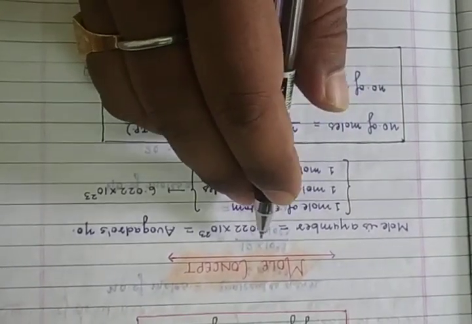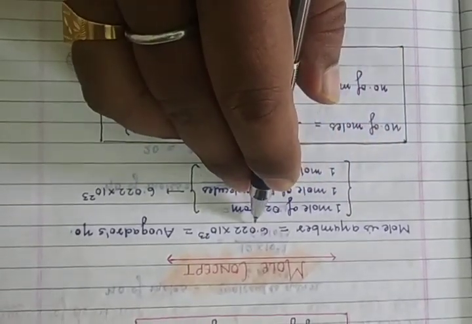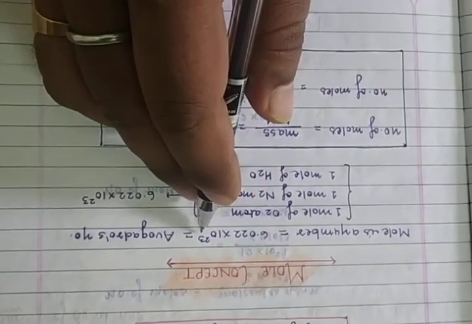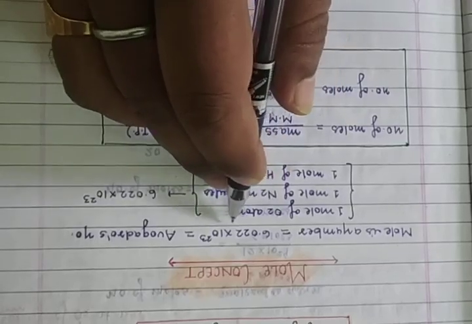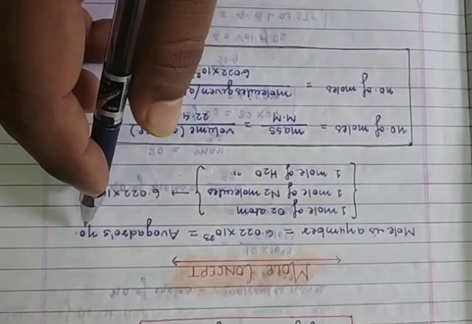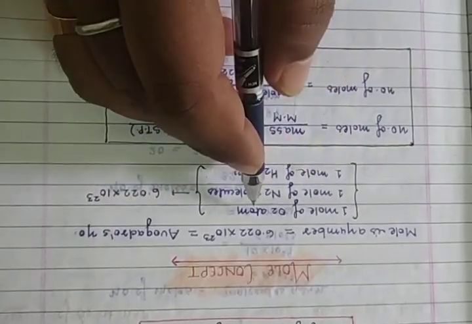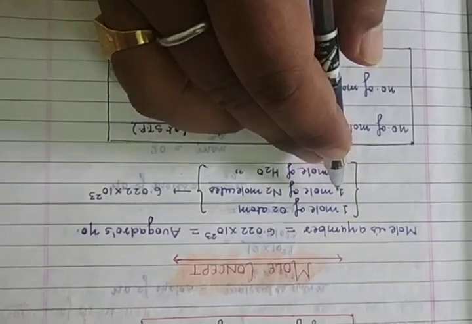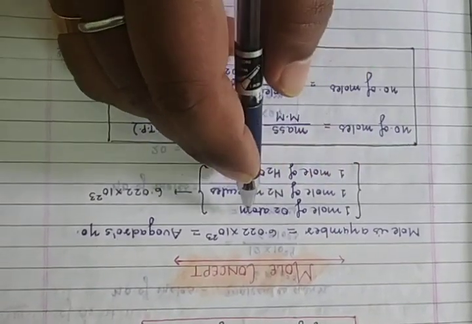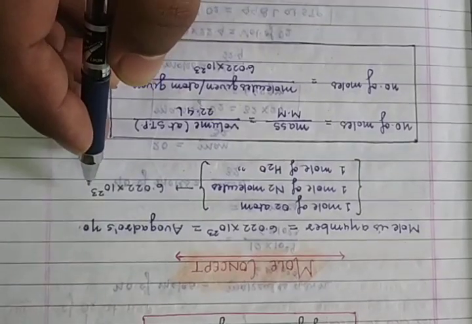What is a mole? तो देखो, a mole is a number. Mole is a number: 6.022 into 10 to the power 23. This is known as Avogadro's number. Suppose 1 mole of oxygen atoms, considered as 1, so 1 mole of oxygen atoms is equal to 6.022 into 10 to the power 23.